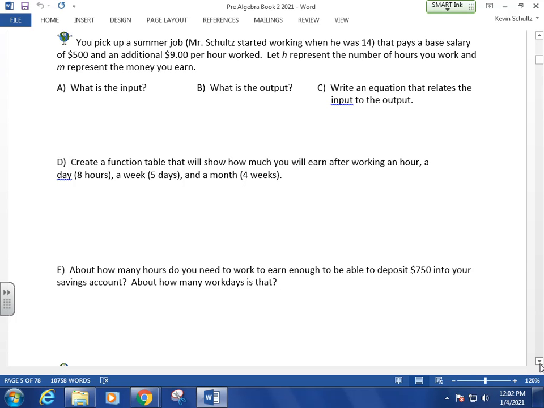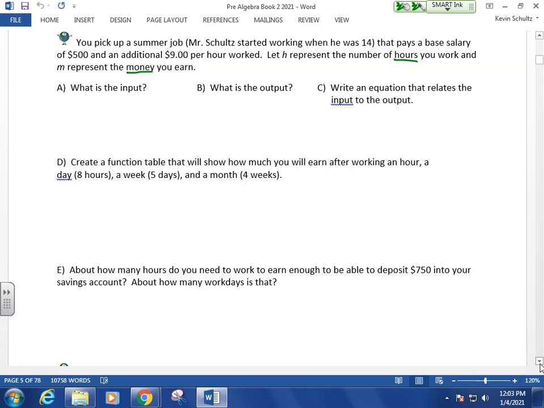But anyway, so summer job, a base salary of $500 and an additional $9 per hour worked. Let H represent the number of hours you work and M represent the money you earn. So again here, we're not using X and Y. We're using H and M. H because we're talking about hours, and M because we're talking about money. If we wanted to replace H with X and M with Y, then we could, just to make it easier to graph. In fact, we probably would. But since we're not graphing it yet, using these variables is all right. It helps us keep track of what we are solving for, what they represent.